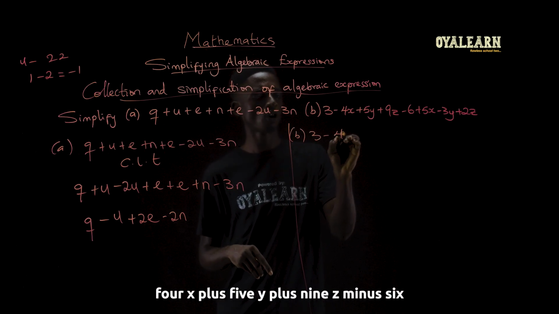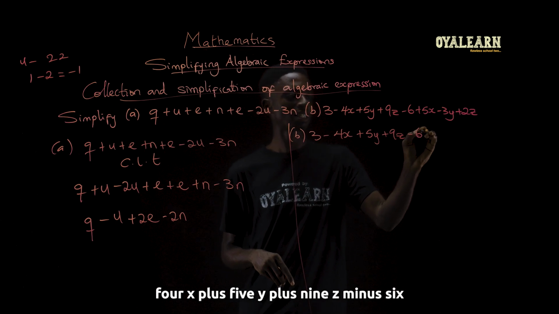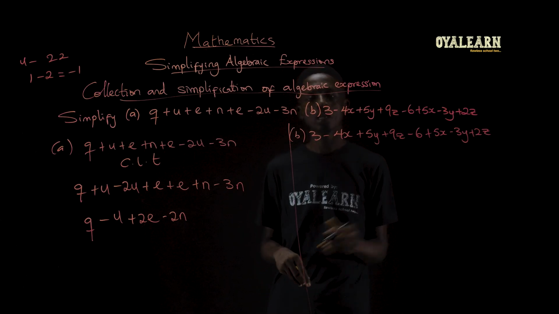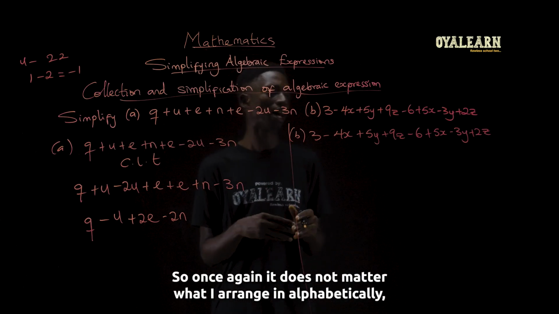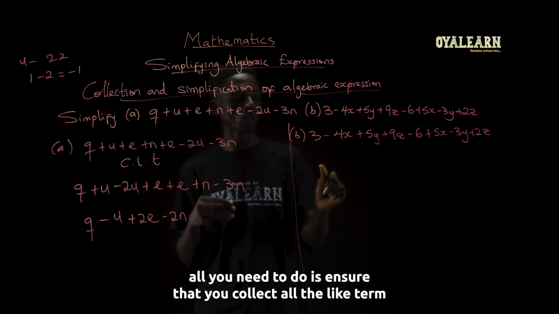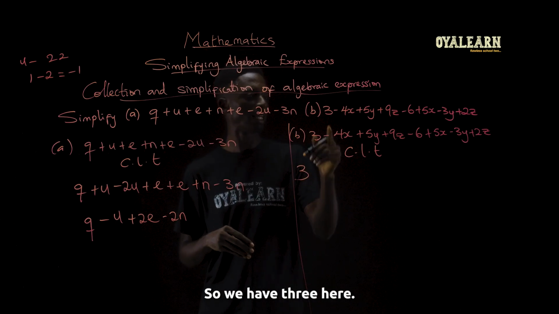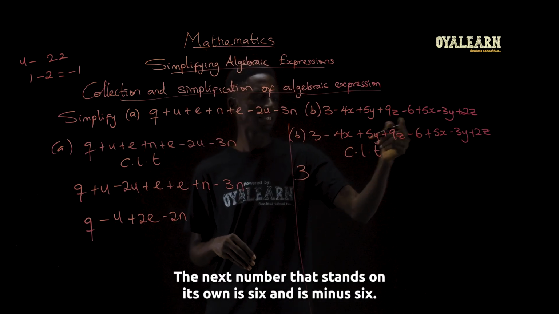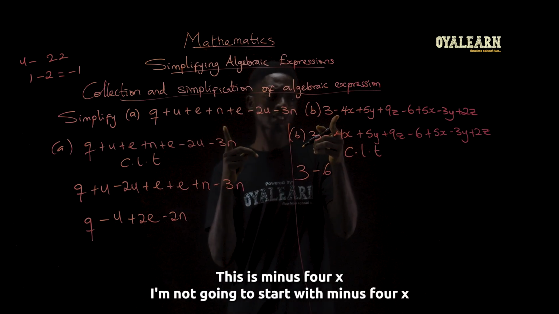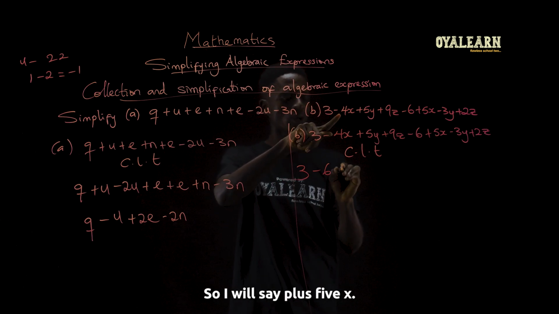3 minus 4x plus 5y plus 9z minus 6 plus 5x minus 3y plus 2z. So once again, it does not matter whether you are arranging alphabetically. All you need to do is ensure that you collect all the like terms. So let's collect them. Starting with the numbers, so we have 3 here. The next number that stands on its own is 6, and it's minus 6. Now we go to x. This is minus 4x. I'm not going to start with minus 4x. I'll go to the plus x. And the plus x I have here is this. So I'll say plus 5x.